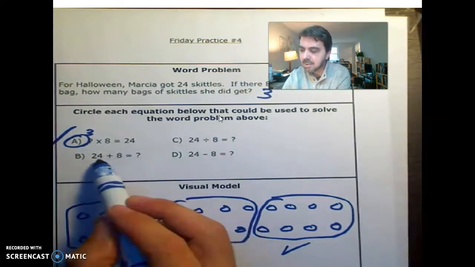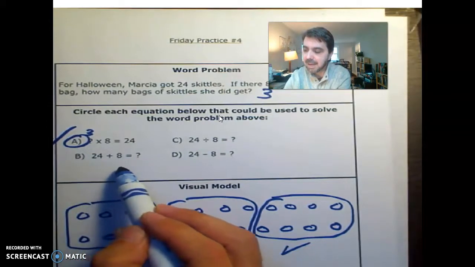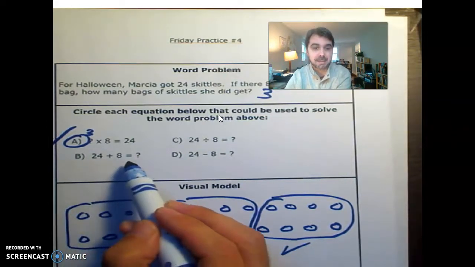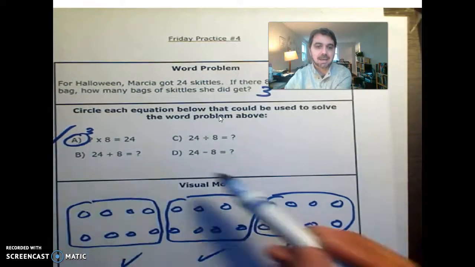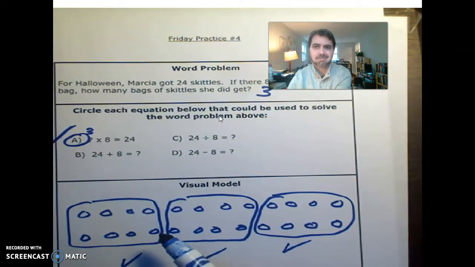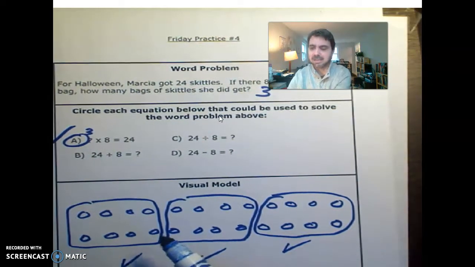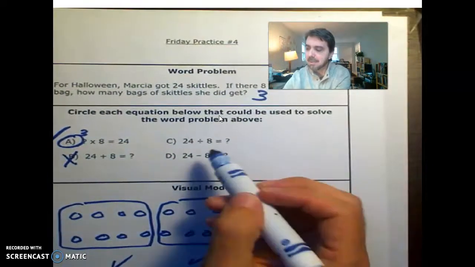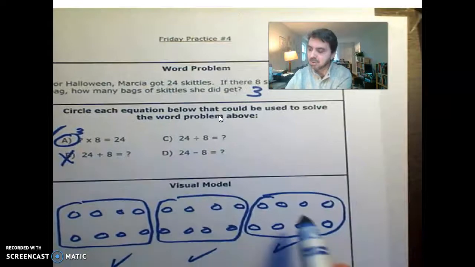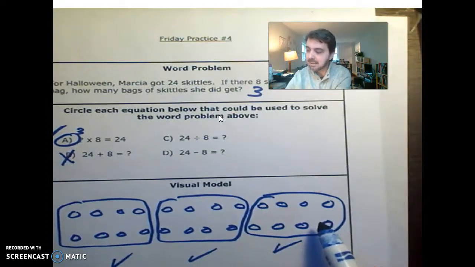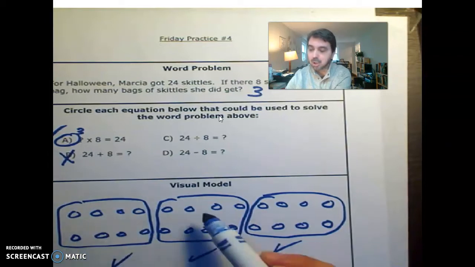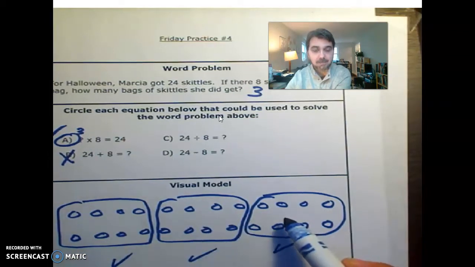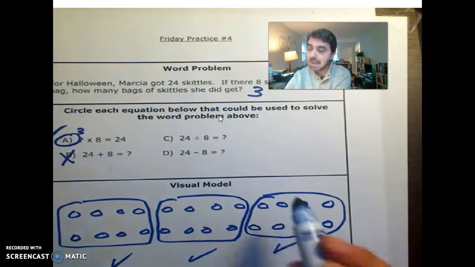Let's look at this one. 24 plus 8 equals. If we have 24 and we add 8, is that going to tell us how many bags of Skittles there were? No, not at all. It doesn't tell us anything, so it doesn't make any sense. How about this one? 24 divided by 8. So 24 divided into equal bags of 8. There's 1 bag of 8, 2 bags of 8, 3 bags of 8. So does that one work? The division one? I think it does.